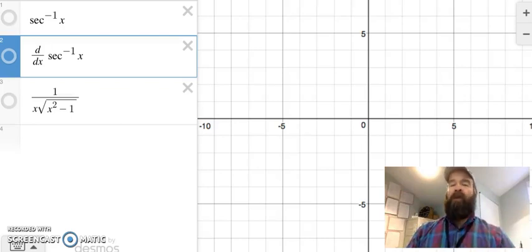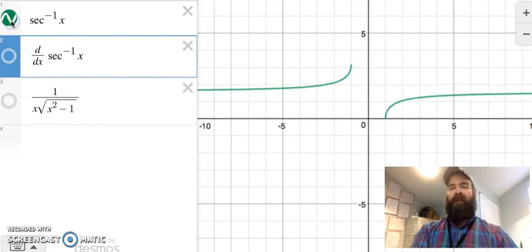Okay, everybody. So this is a quick video explaining where the absolute value comes from in the derivative of inverse secant. So if we look at the graph of inverse secant, it looks something like this. You can see if we look at the slopes, which is what the derivative represents, along this graph, they're positive all through here, and they're positive all through here. So the graph of the derivative should be positive everywhere, right?